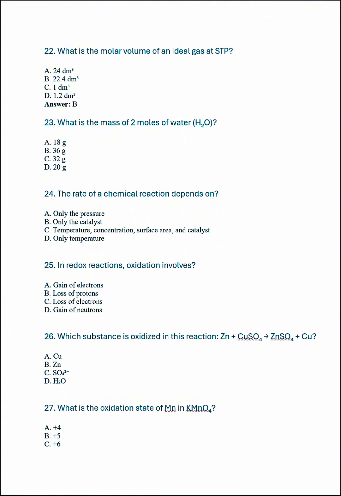24. The rate of chemical reaction depends on A. Only the pressure. So the correct answer there is C. Temperature, concentration, surface area, and catalyst. And 25. In redox reaction, oxidation involves A. Gain of electron, B. Loss of proton, C. Loss of electron, D. Gain of neutron. So the correct answer there is C, loss of electron.